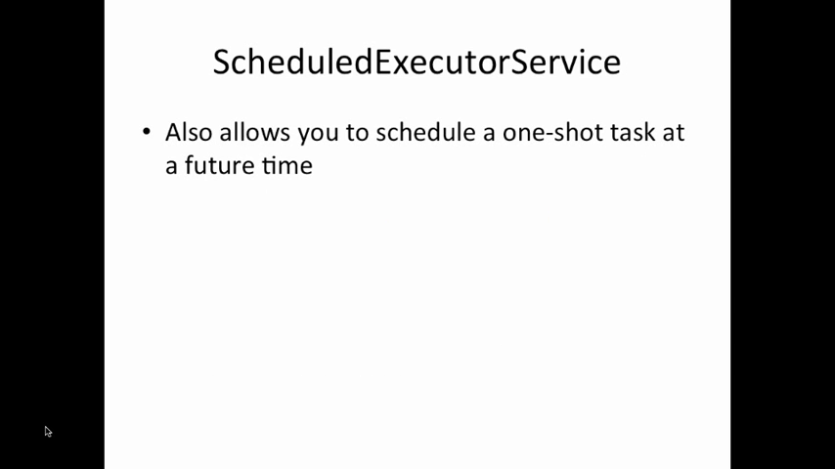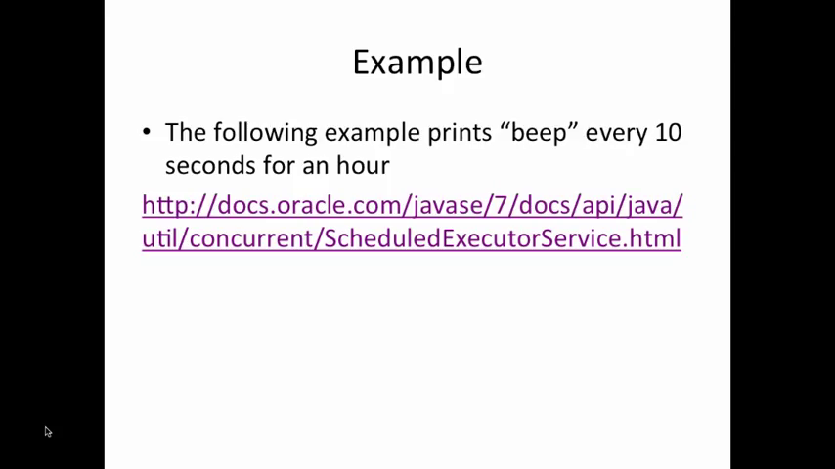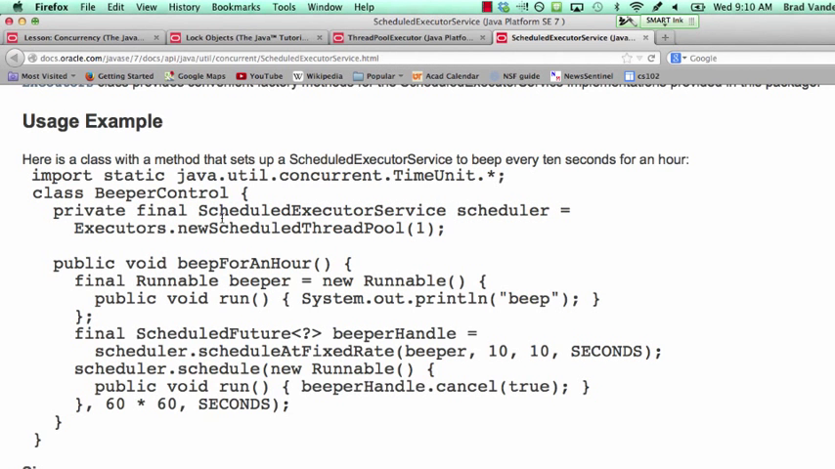And this also, as I said earlier, allows you to schedule a one-shot task at a future time. For example, if we wanted to do some kind of file cleanup at midnight when no one's likely to be on the system. So as an example, we're going to work through a beep program that beeps every 10 seconds for 1 hour. Here you see the code for our beep program.